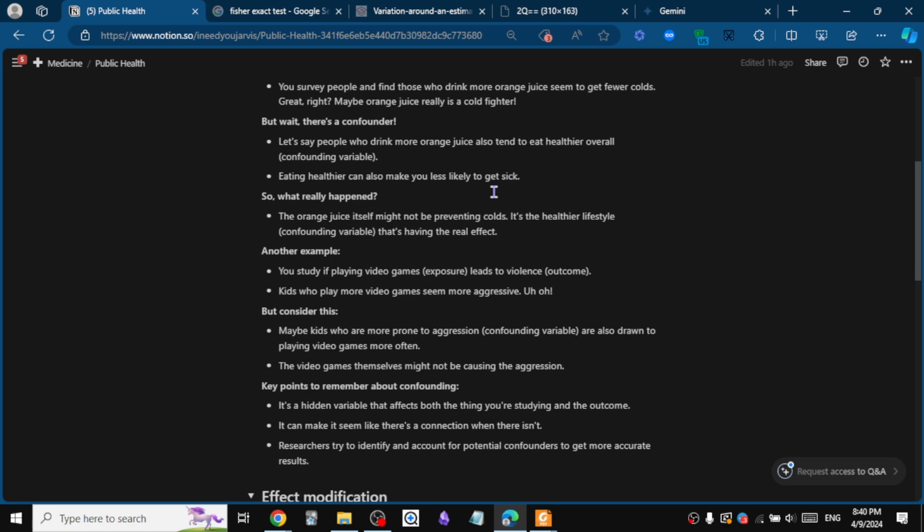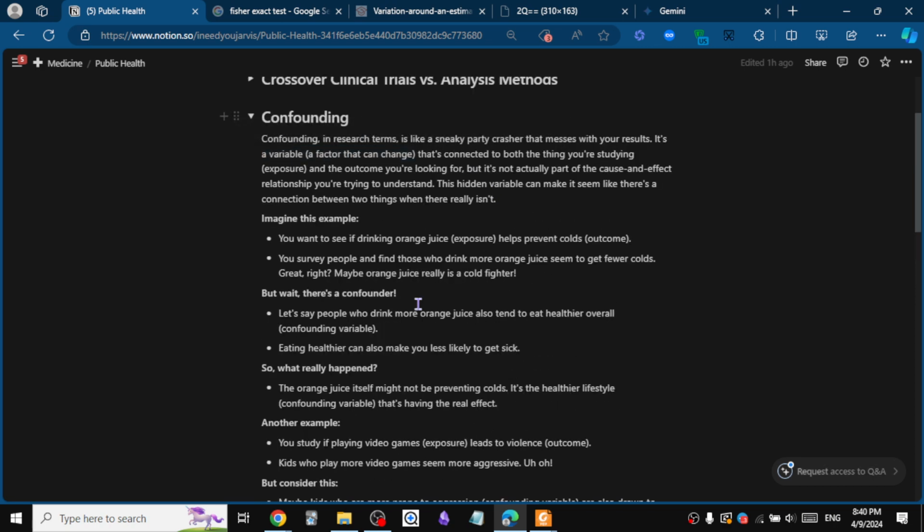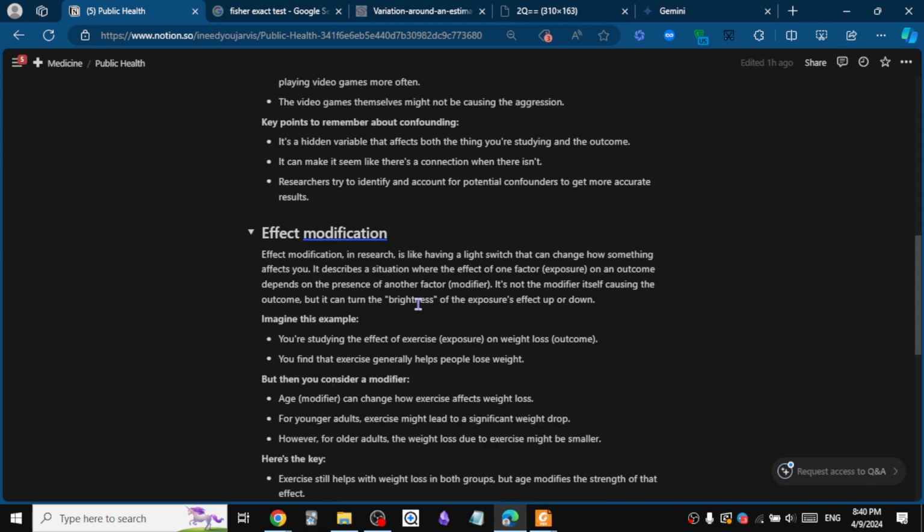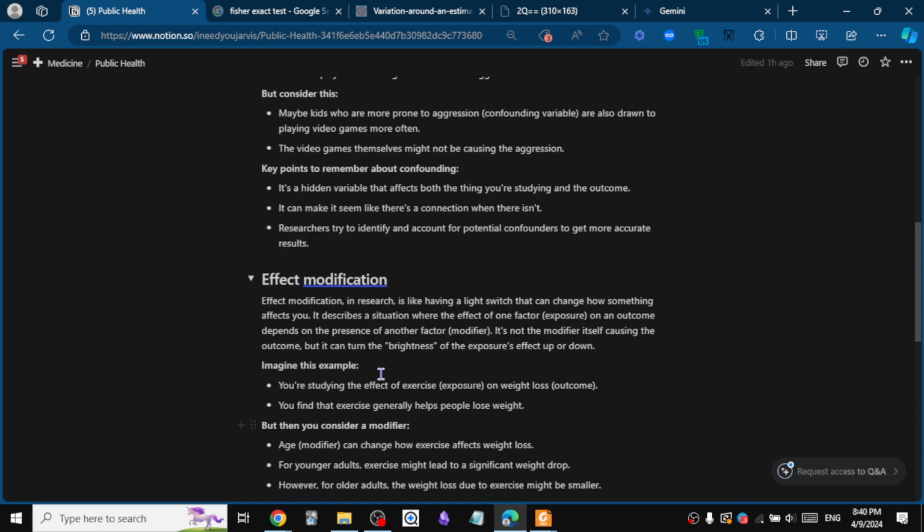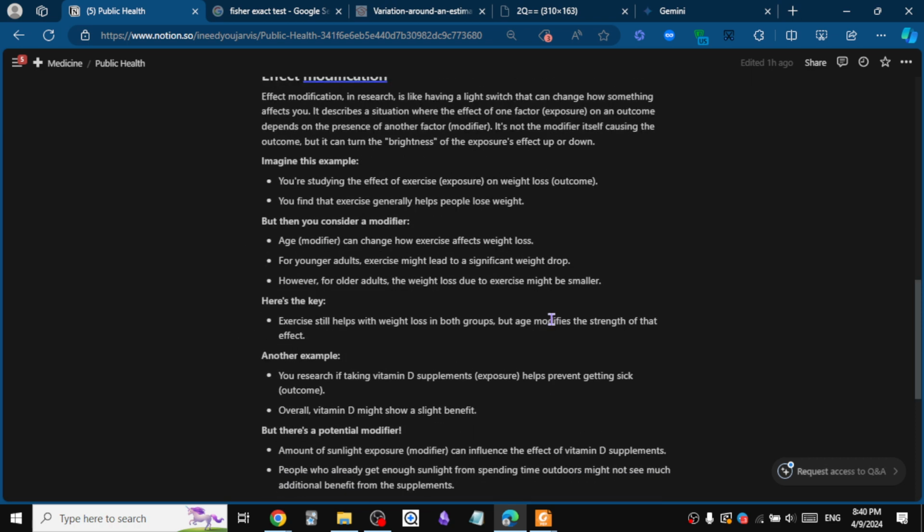Compare and contrast confounders and effect modifiers over and over, with the reasoning that I've said, right? Confounders affect both independent and dependent variables, while effect modifiers only affect the independent variables and the association between those cause and effect.